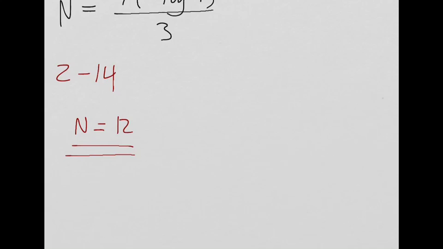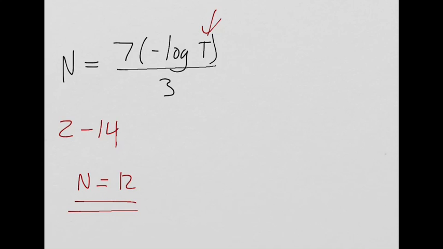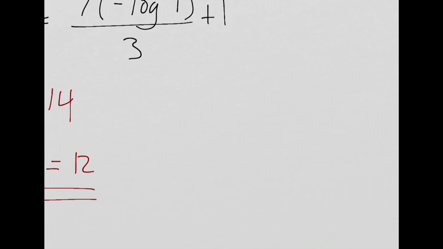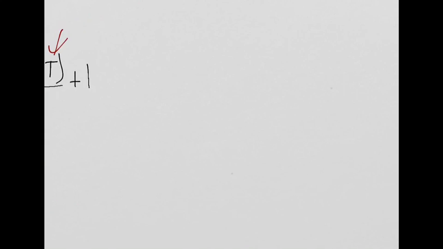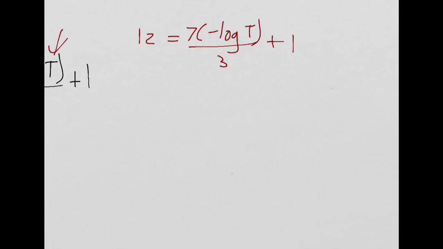And we're going to use this function. We forgot to add on the +1. Whoops. That'll make a big difference. And we're going to find what value of t will make n go to 12. So, doing this the proper way now. Oh, I got it down, Mr. Greenlaw. 12 equals 7 negative log t over 3 plus 1. Let's not forget that.